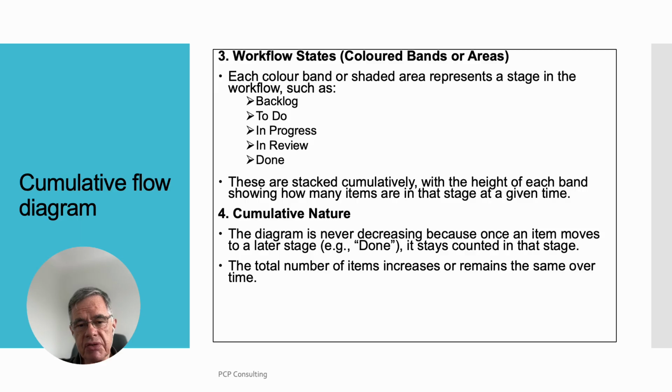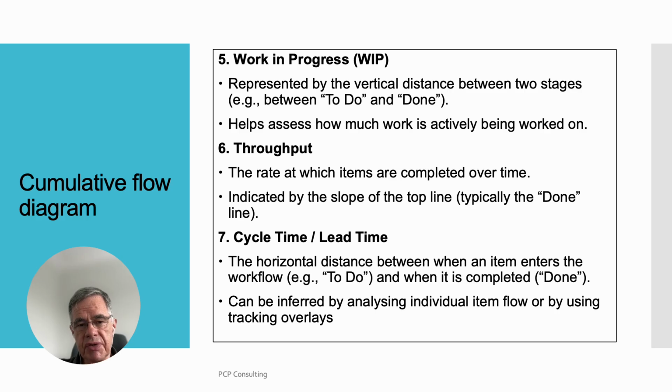Cumulative nature. The diagram is never decreasing because once an item moves to a later stage, for example done, it stays counted in that stage. The total number of items increases or remains the same over time. Work in progress. Represented by the vertical distance between two stages, for example between to do and done, helps assess how much work is actively being worked on. Throughput. The rate at which items are completed over time, indicated by the slope of the top line, typically the done line.